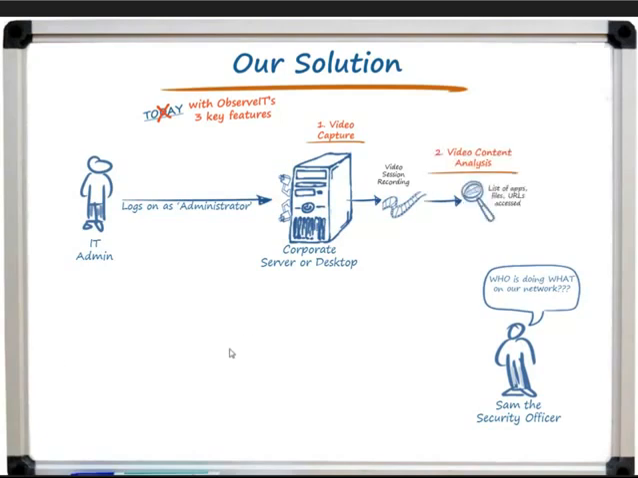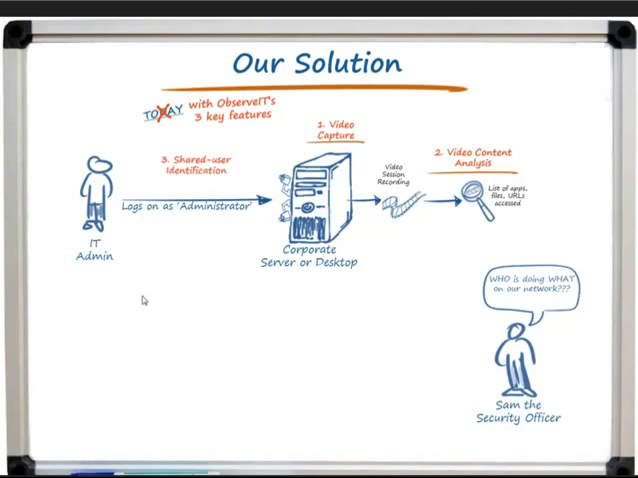Okay. The second of the 3 key features is video content analysis. Observe It generates a list of every single application, file, URL accessed, or resource affected within that session, creating a detailed textual summary of what the user did.